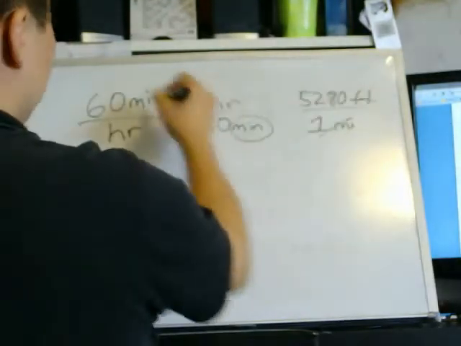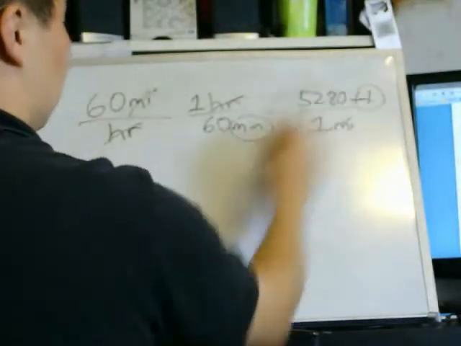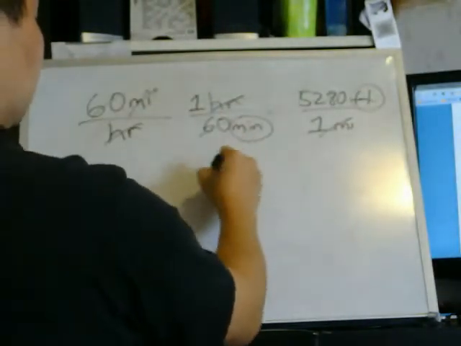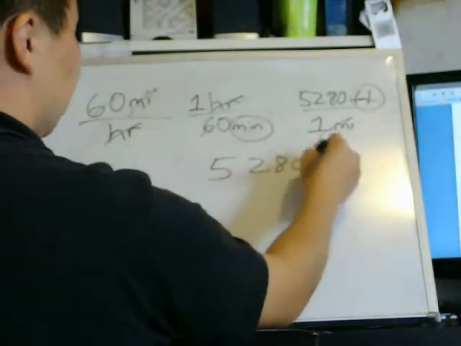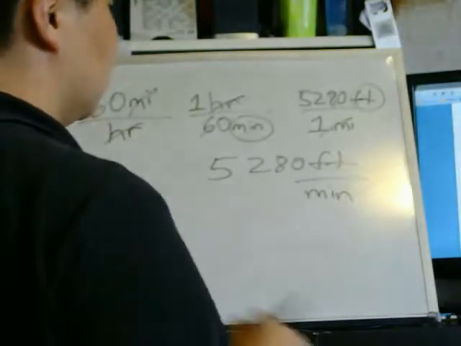So 5,280 feet in 1 mile. You cancel out the miles. You cancel out the hours. You have your feet over minutes. You just solve this problem. 60s cancel each other out. You have 5,280 feet per minute. That is your answer to number 3.